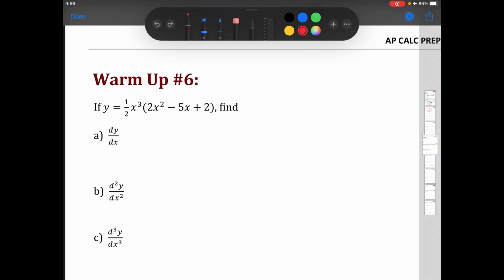Pause the video and try the warm-up. All I would say before you pause the video is that A is the first derivative, B is the second derivative, and C is the third derivative. So see if you can figure that out.